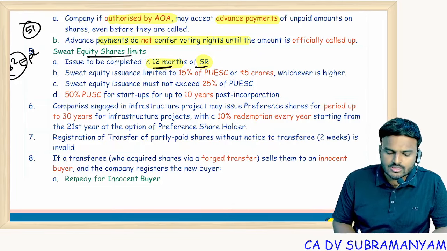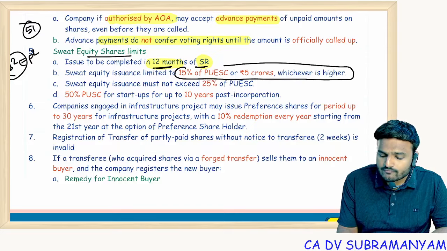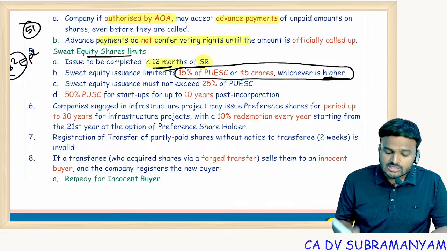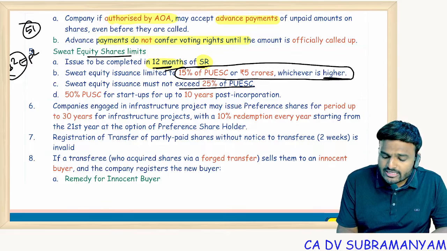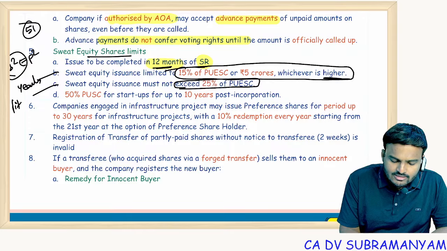Next one, sweat equity shares are to be completed within 12 months of special resolution. Sweat equity issuance is limited to 15% of paid up equity share capital or 5 crores, whichever is higher. Sweat equity issuance must not exceed 25% of the company's paid up share capital. This is the yearly limit and this is the lifetime limit.